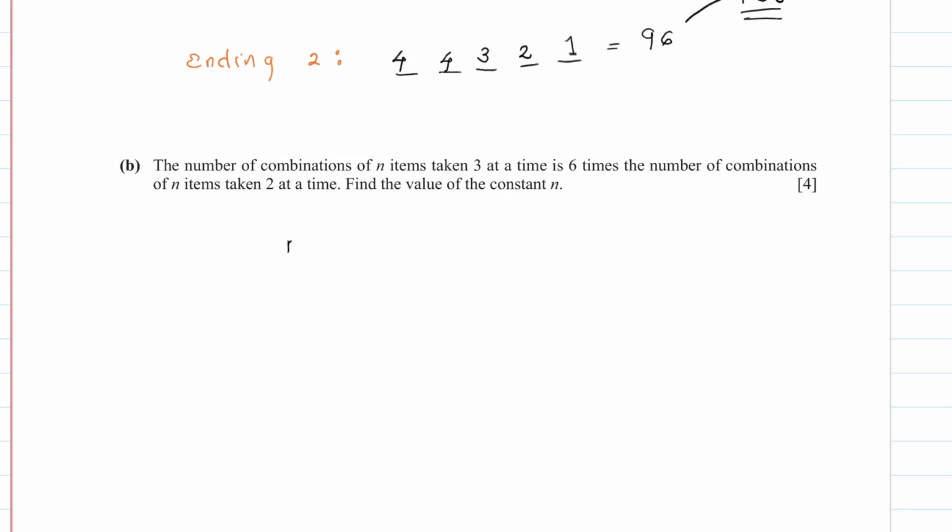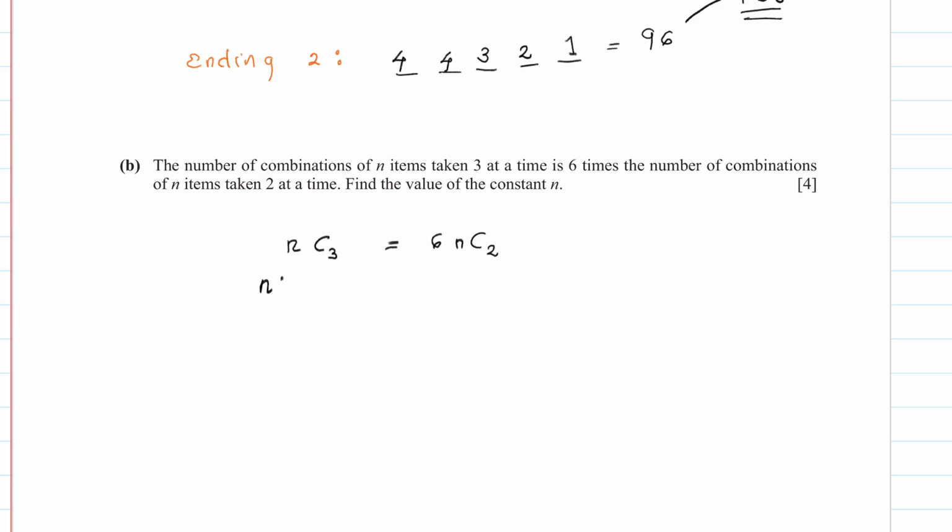So nC3 versus nC2 is what they are saying. So which one is greater? The left side one is greater. 6 times the right side one is the left side one. That is the question. Is that clear? Yes. Now, what is the formula for nC3?